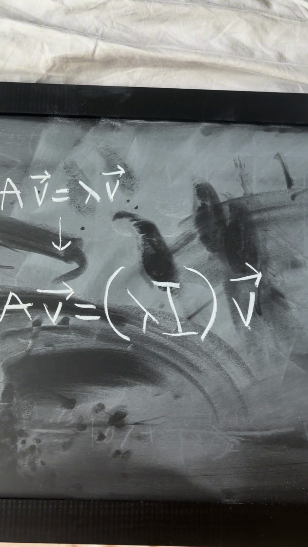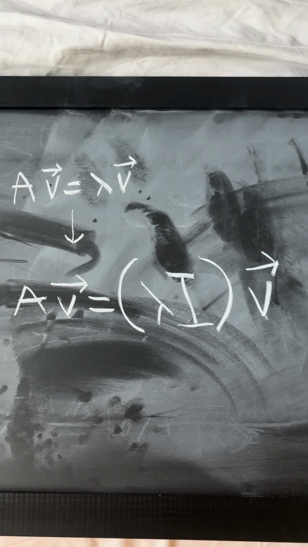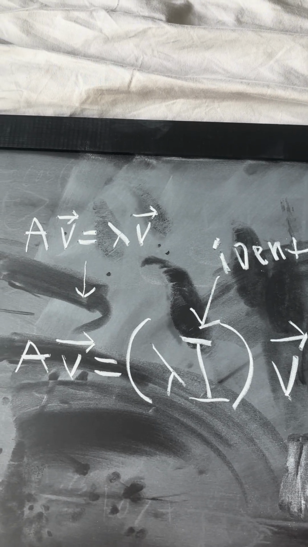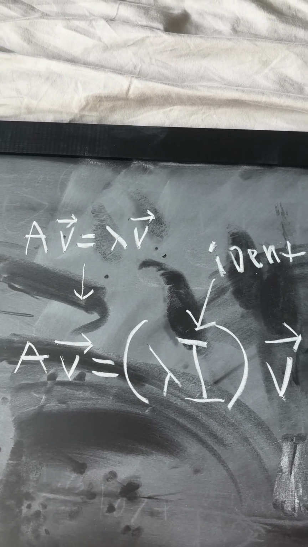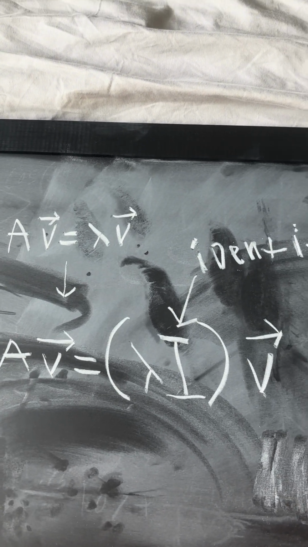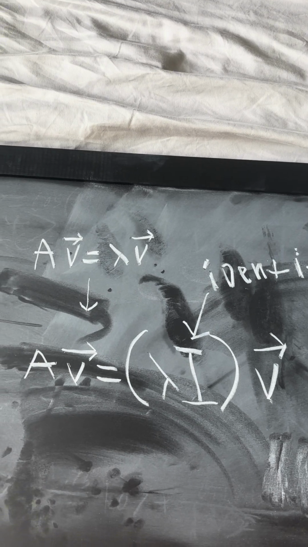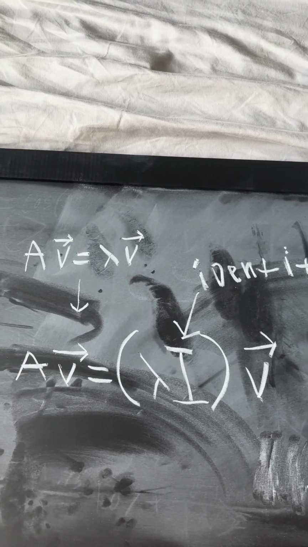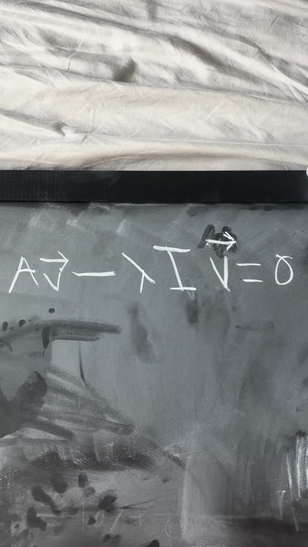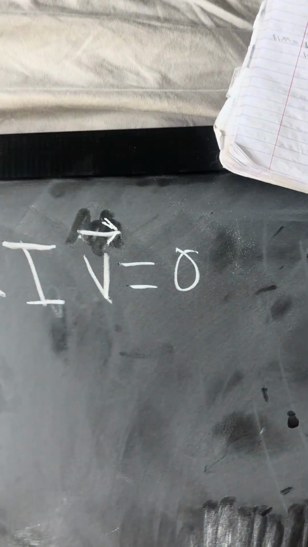Now we rewrite the original expression to introduce the identity matrix. We introduce this because on the left side we have matrix times vector, and on the right side we have vector times scalar. And our goal is to have matrix times vector on both sides, not scalar times vector and matrix times vector. Now we subtract both the left and right side to get our answer, 0.